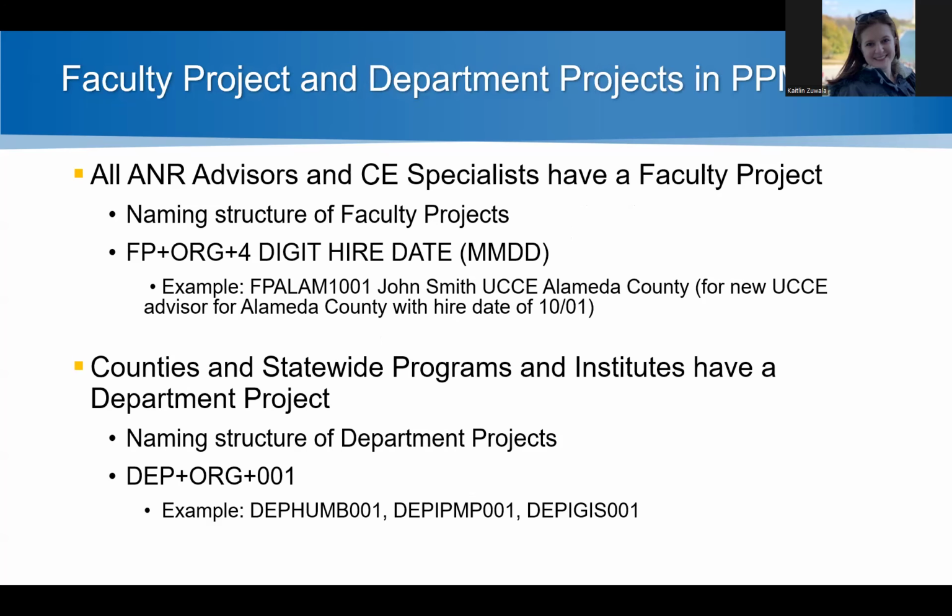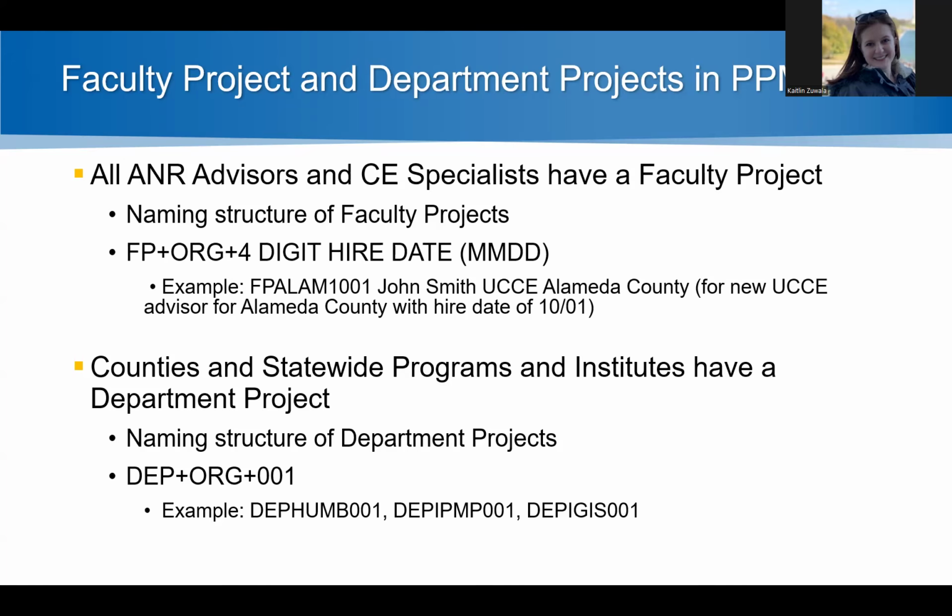Your faculty and department projects in the PPM. So all A&R advisors and CE specialists have a faculty project. We're going to be going over the naming structure of the faculty projects. So it's going to be your FP, which stands for faculty project, your organization, plus the 4-digit hire date. So for example, for Alameda County, you'll have FP, ALAM, and 1001. That would be for new faculty, John Smith, starting in Alameda County on October 1st, for example.